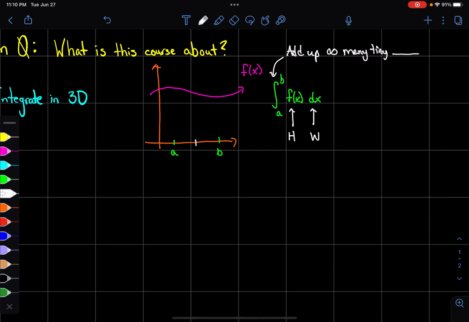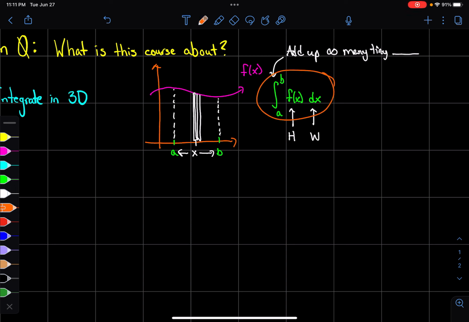If you pick an x value and draw a little rectangle, we added up a bazillion of these. That's where the limit comes from. And we did it for all the x values between a and b, and eventually that gave us the area under the curve. So the integral itself is not the area under the curve; this entire expression is the area under the curve for this particular example.